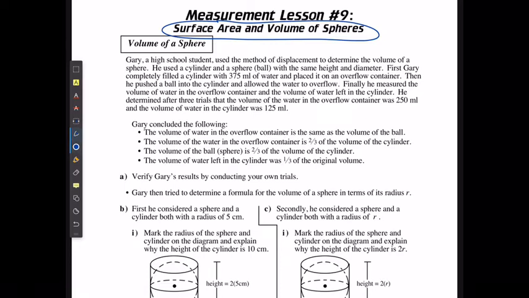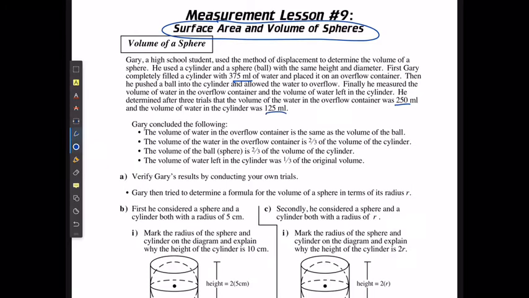volume of a sphere. He used a cylinder and a sphere ball with the same height and diameter. First, Gary completely filled the cylinder with 375 milliliters of water and placed it on an overflow container. Then he pushed a ball into the cylinder and allowed the water to overflow. Finally, he measured the volume of the water in the overflow container and the volume of water left in the cylinder. He determined after 3 trials that the volume of the water in the overflow container was 250 milliliters and the volume of water in the cylinder was 125 milliliters.